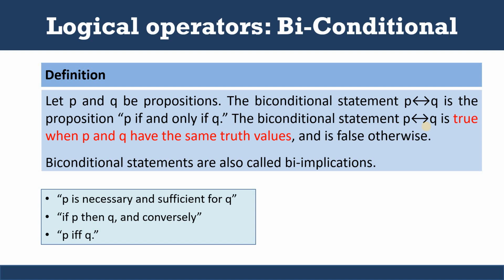Biconditional statement, P both-sided arrow Q, is true when P and Q have the same truth values and is false otherwise. That is, biconditional statement তখনই true return করে যখন দুইটা প্রপোজিশনের truth value same হয়. That is, when P and Q are both true, biconditional statement returns true, and when P and Q are both false, biconditional statement returns true. So P and Q এর truth value যখনই different হচ্ছে, that is, one of them is true and the other one is false, then biconditional statement returns false.